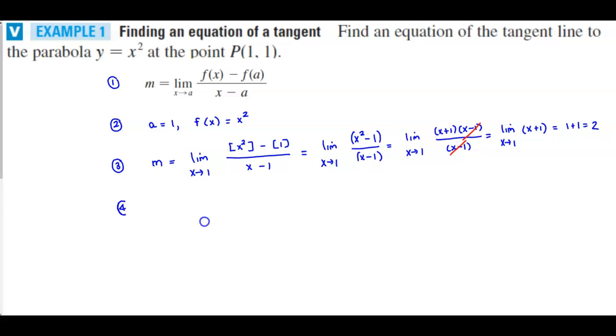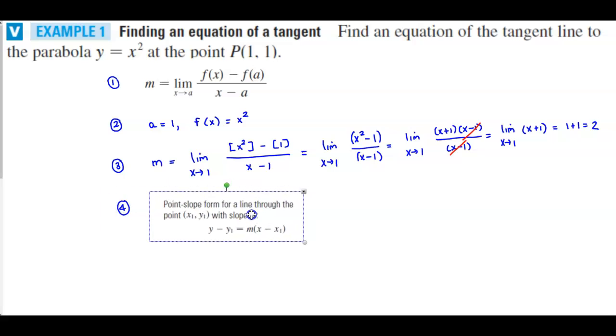So now in step 4, let's recall what the point slope form is. Remember, the point slope form of the line through (x1, y1) is y minus y1 equals m times x minus x1. Well, we know that we have a slope of 2, and we know that our point is (1, 1). So now let's go ahead and find this equation.